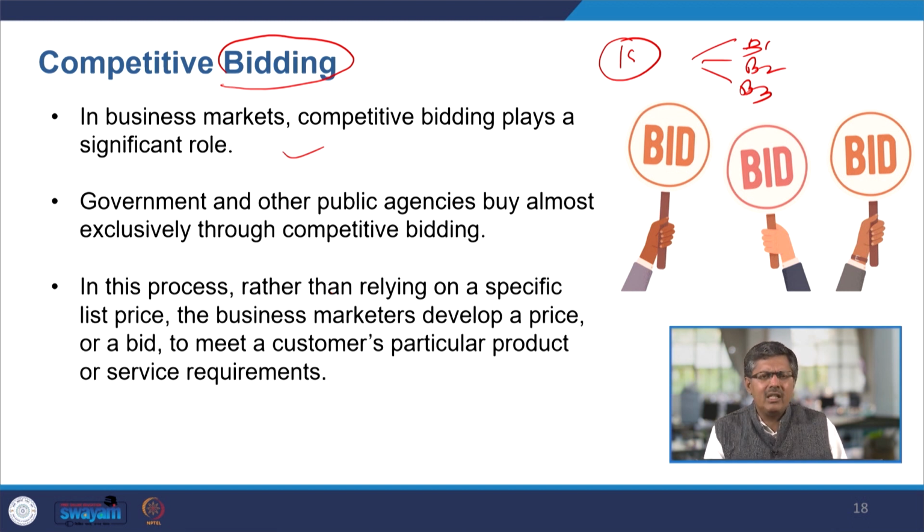You will usually see this process in road contracts, dam and bridge contracts, any kind of government projects, almost all projects. In this process, rather than relying on a specific list price, the business marketers develop a price or a bid. A bid is a price to meet a customer's particular product or service requirement. So, bidding is basically participating with a price point.